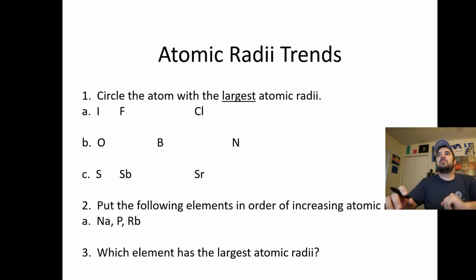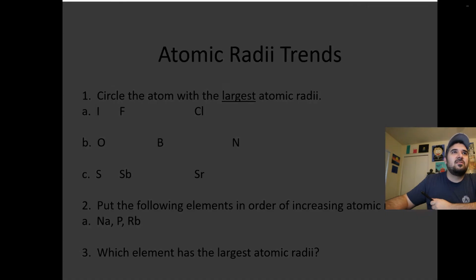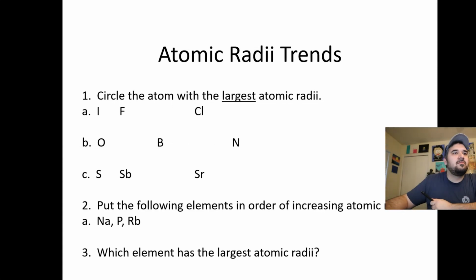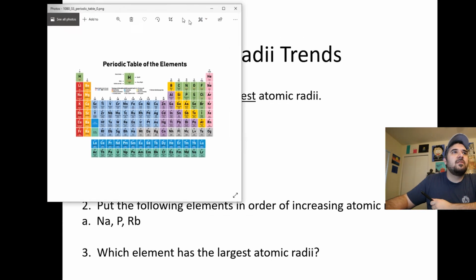All right, so let's take a look at this one. It says circle the atom with the largest atomic radii. Let me grab a periodic table because I've been over here trying to work without one, and it's really hard to do, so you guys should pull up your periodic tables. All right, I'll bring it over to this side.